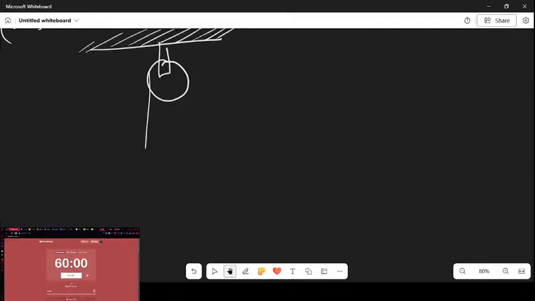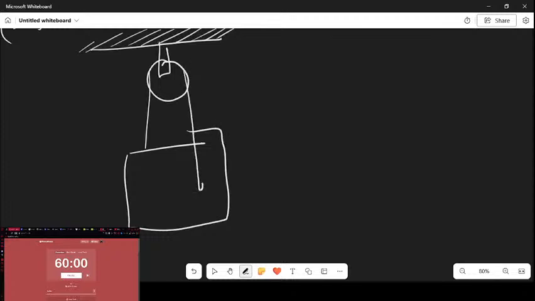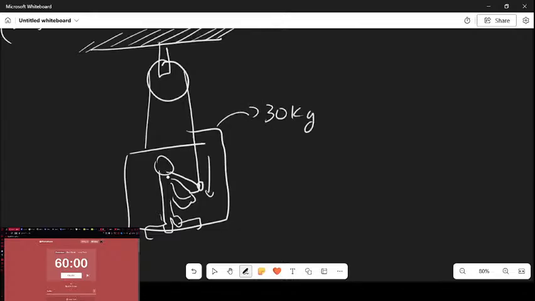Alright, so this is the system which is happening, and the man, I guess, is going to pull it downward. A man of 60 kg. This mass is 30 kg. This man's mass is 60 kg.